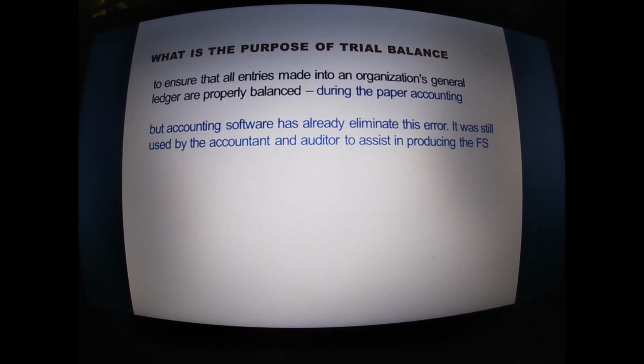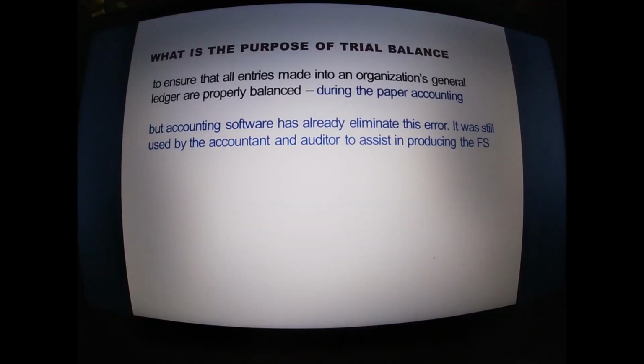Okay? Next. Why do we need to do trial balance? So previously, trial balance was used to ensure that all entries made into the organization's general ledger are properly balanced. This was during paper accounting. However, nowadays that there is a lot of accounting software, this error has already been eliminated. But this is still used by accountants and auditors to assist in producing the financial statements.